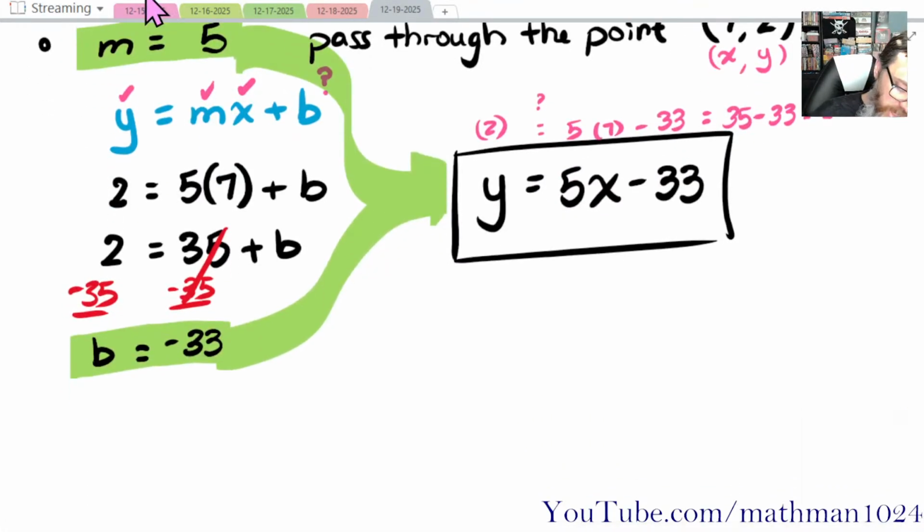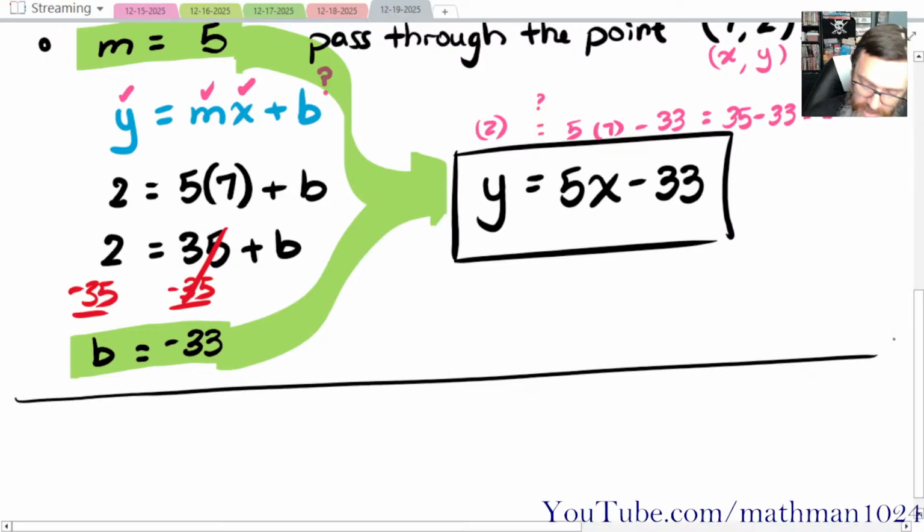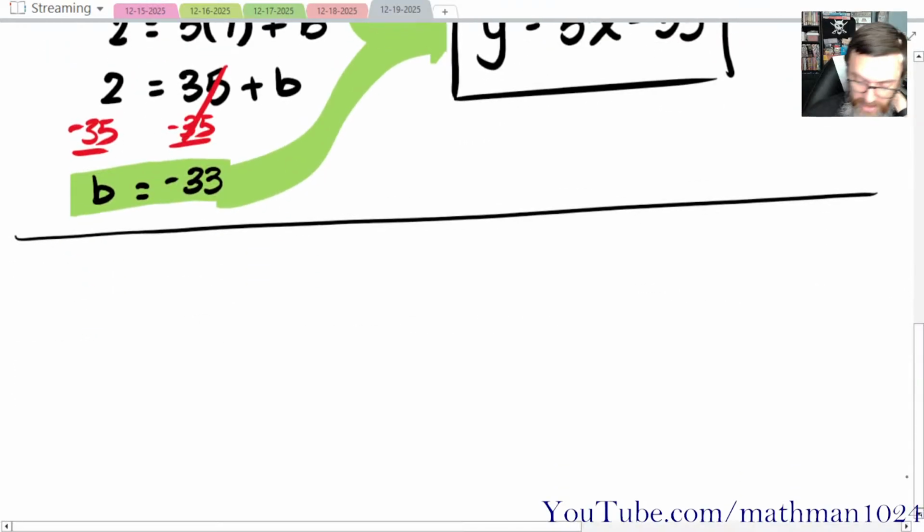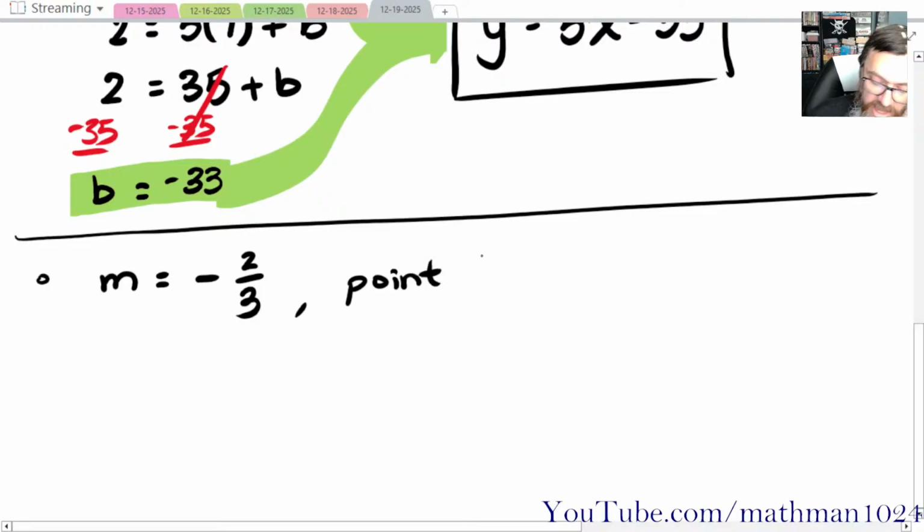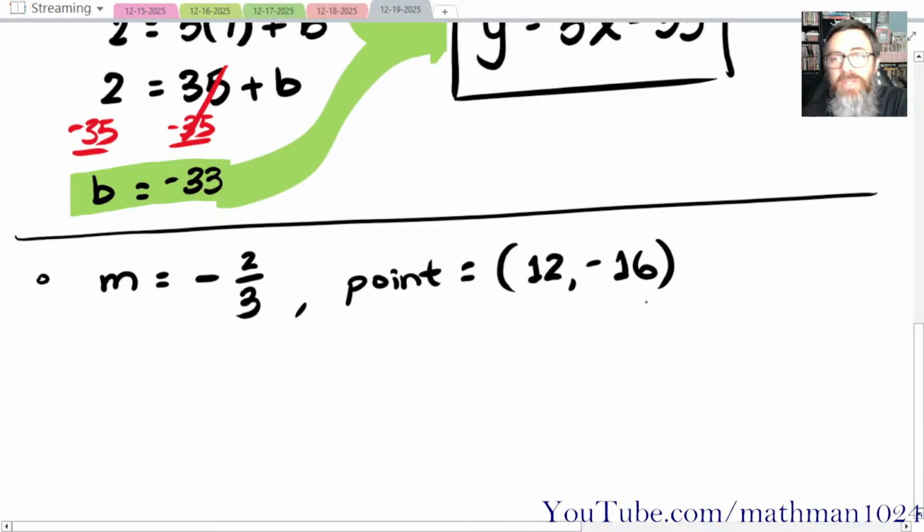Well, sometimes things are not always so nice and easy, especially when they do something like this. If they say that the slope is negative 2/3 and a point that we pass through is (12, -16).